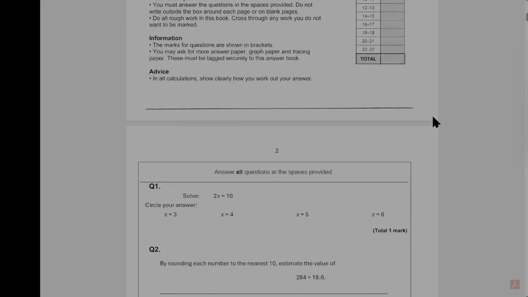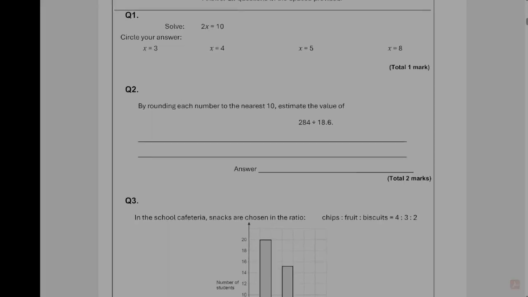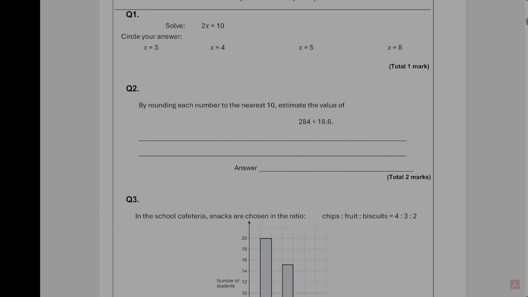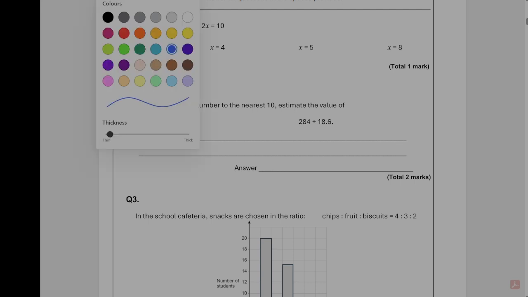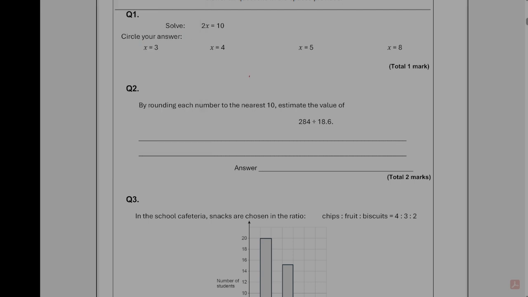Okay, so let's start off. Question 1, solve 2x is equal to 10. For this, we're looking at dividing both sides by 2. So 2x divided by 2 would be x, and then 10 divided by 2 would be 5. So we're looking at x is equal to 5.